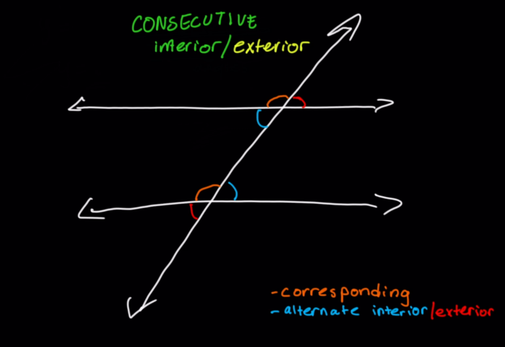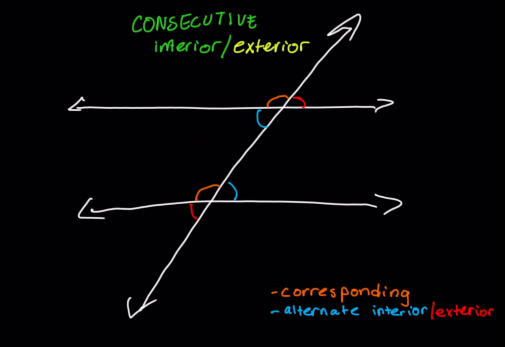The last one we have is the consecutive interior and exterior. If you don't know, consecutive means same side. So you can also call it same side interior and exterior, but consecutive is the more advanced term. So basically, it's the same thing as alternate interior and exterior angles, but the angles have to be on the same side of the transversal.